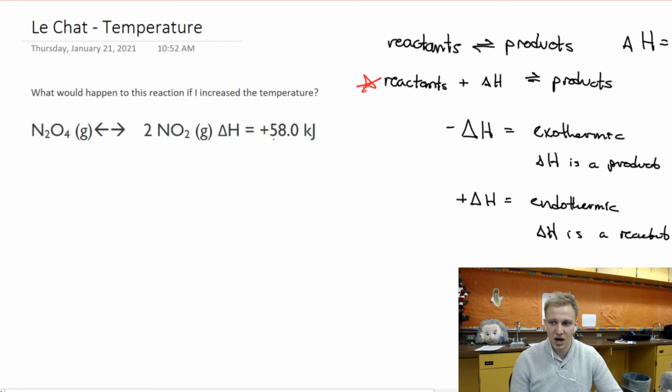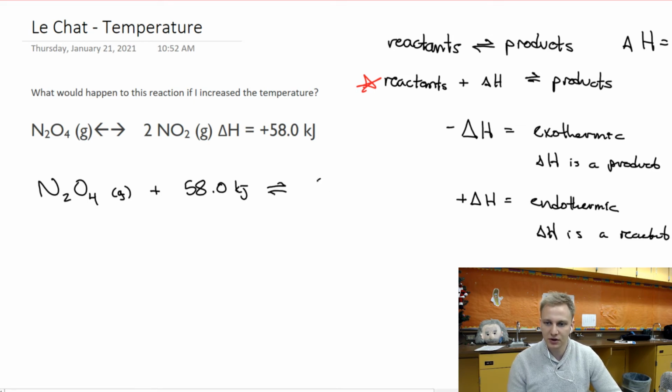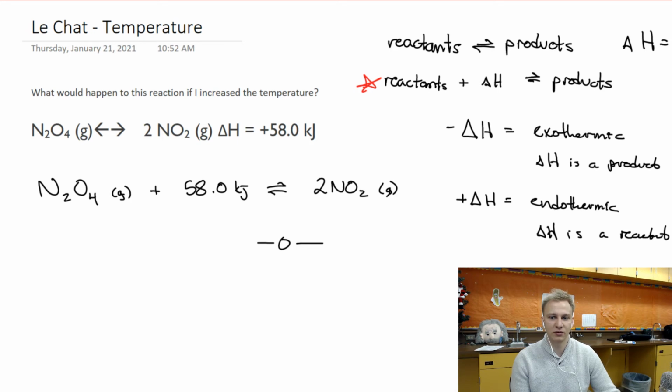So here we have a positive delta H, and so we know this is endothermic, and we also know that this will occur as part of the reactant side. So we're going to add in 58.0 kilojoules as part of our reactants, and then we're going to form two NO2s, and those are in the gaseous state. And so now what we can start to see is we can treat this as though it were a concentration question, where we can draw our seesaw and figure out what side is going to be more favored in this question.